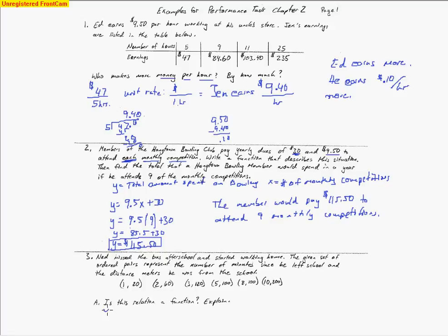So yes, the relation is a function, and the reason we would say that is because each domain, or each input, has only one output. That's the definition of a function. So check out part 2 for the rest of the problems.